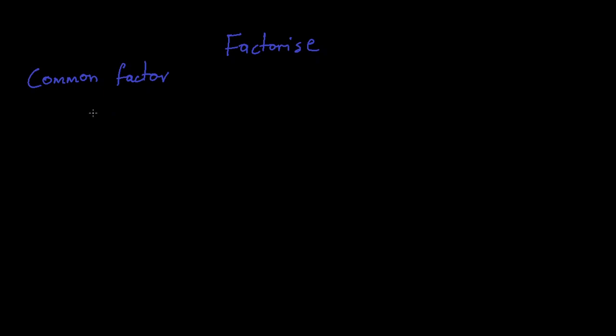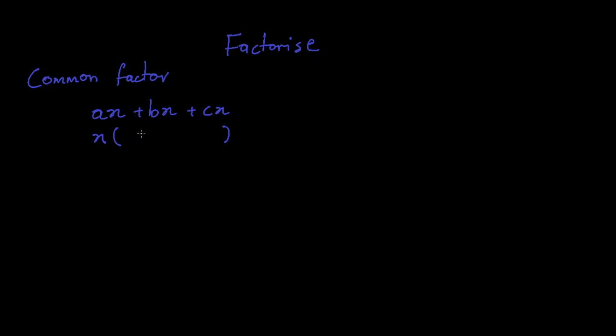For example, if I have an expression like ax plus bx plus cx, what is common in all of these terms here? The common variable is x, so I'm going to write it down. Then to get the terms inside the brackets, you have to divide the original term by the common factor to get the new one here.